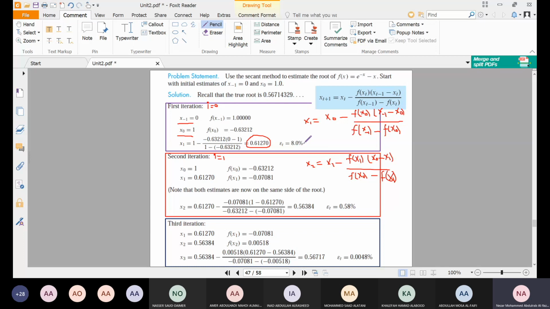Also, f of x0 we computed in the previous iteration. So for a new iteration, we need to compute f of the new estimate. Here we just compute the second estimate of the root, and we find this value. We might compute the relative approximation error, or the percentage true error, and the error is reduced. We can also do the third iteration and the fourth until we stop at a certain criterion.